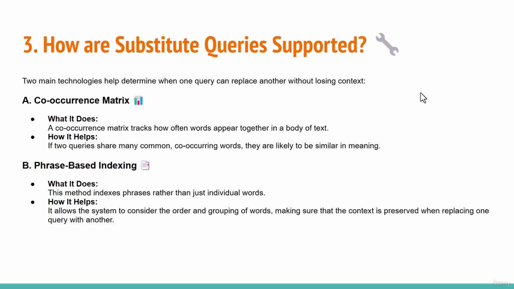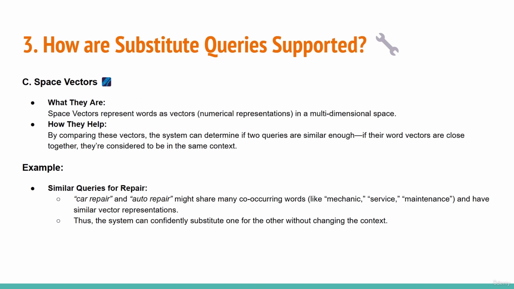How does Google determine which queries can be replaced with substitutes while preserving context? First, it uses co-occurrence lists. It observes which words are frequently used alongside the target word in articles across the internet. Next, it uses phrase-based indexing, where phrases rather than individual words are indexed. This helps Google identify groups of words and which specific words are typically used together. Then there is the vector space factor. The way data and words are stored, the more relevant a word is, the closer it is in the vector space. This helps determine where substitute queries can be used.